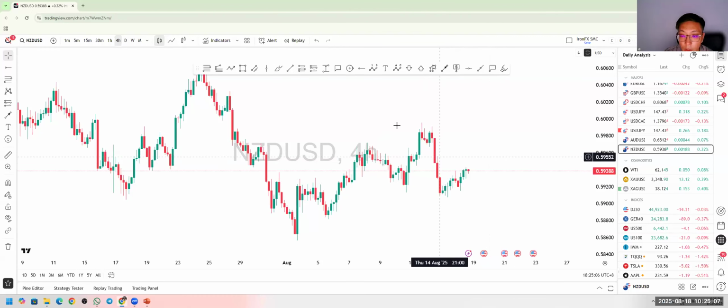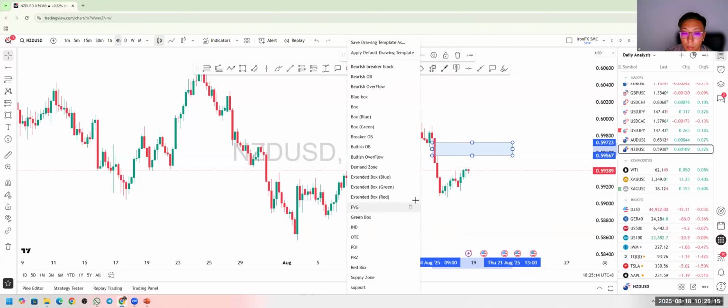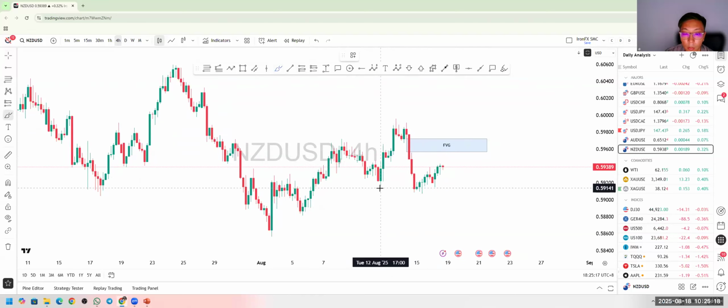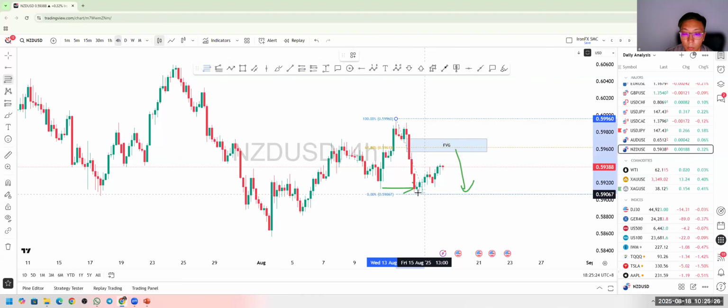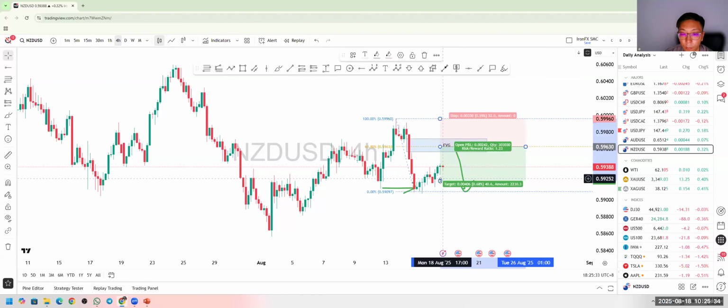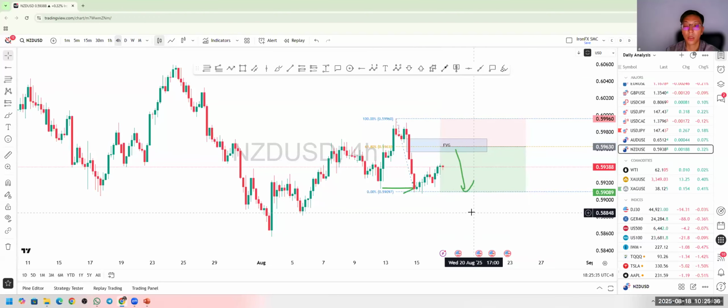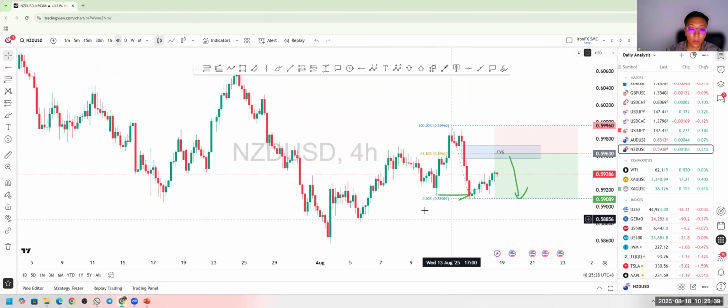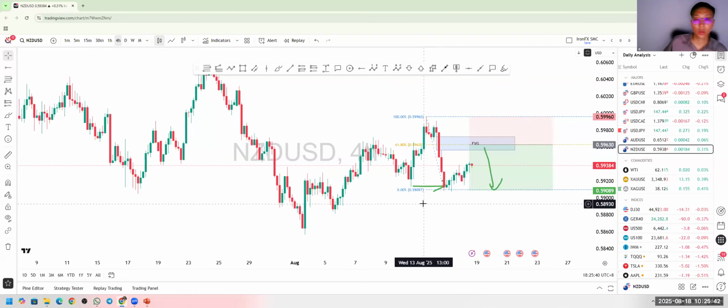NZD USD, same thing as well. Fair value gap. Broke past change of character. Fair value gap. 61.8% within fair value gap. Yeah, so I think this trade is pretty straightforward. Very simple trade to work out.